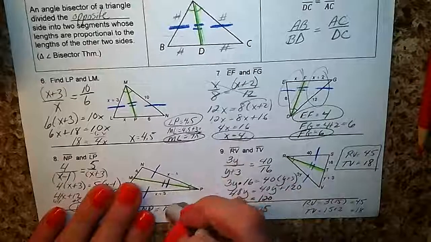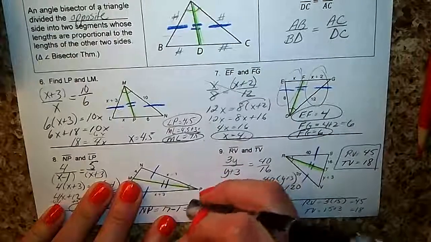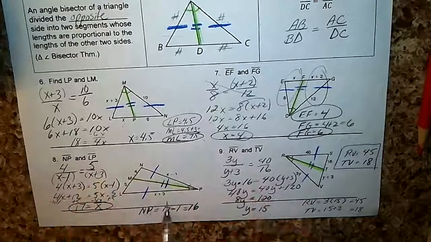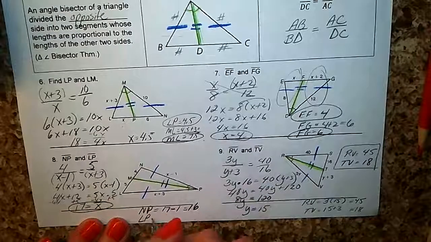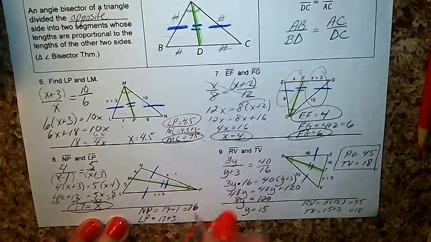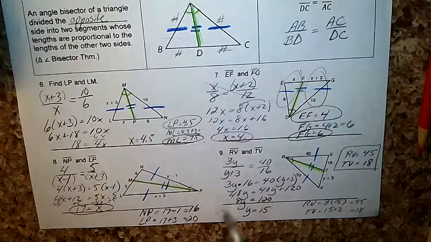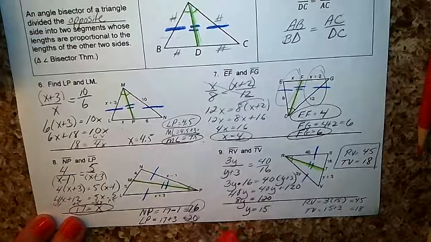It's minus 1. Sorry, made a mistake there. 17 minus 1, so that's 16. And I need to plug it in over here too. LP is equal to x plus 3, so 17 plus 3, so I get 20 for that one there. So those are my two answers. NP is 16 and LP is 20.